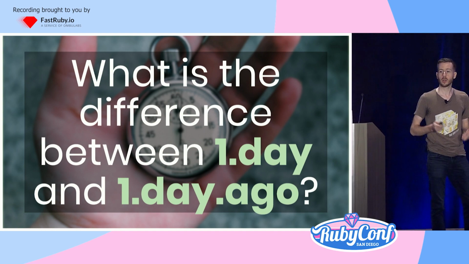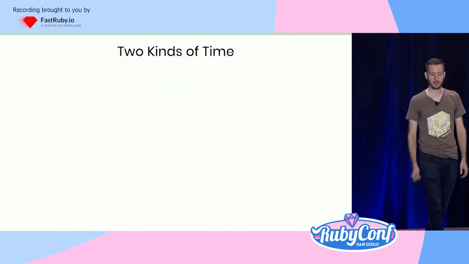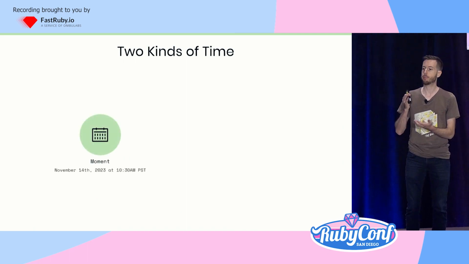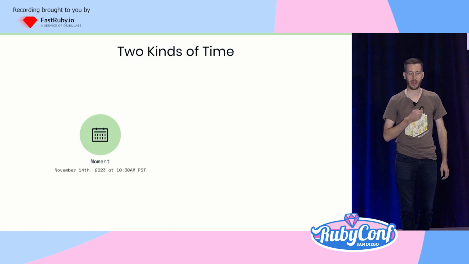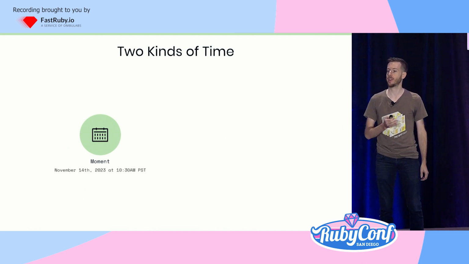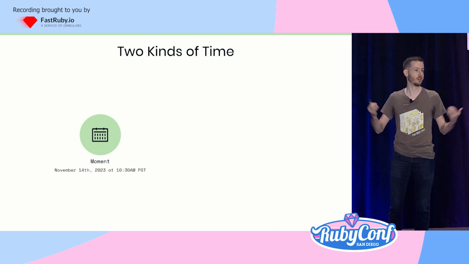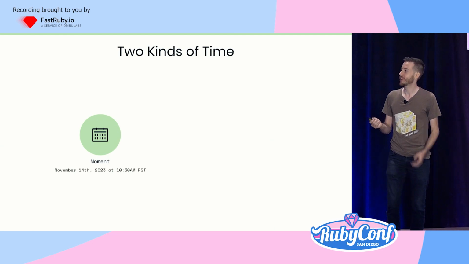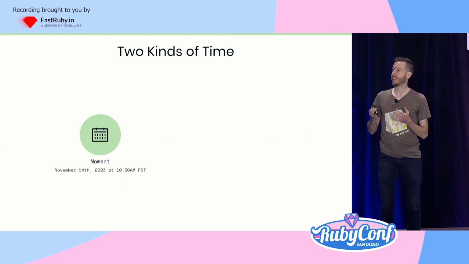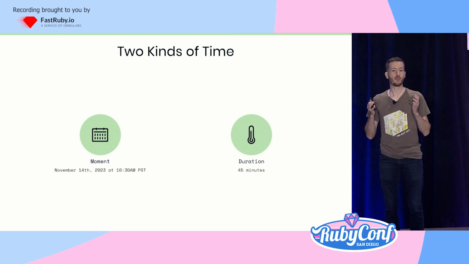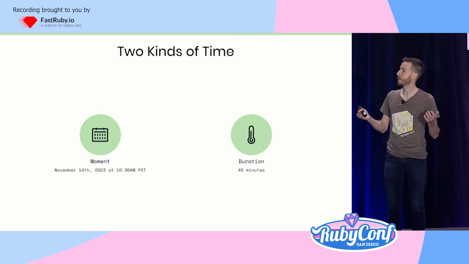Well, we're looking at two different kinds of time here. The first is what I'm going to call a moment. This is a point in time, a value like November 14th, 2023 at 10:30 a.m. PST. That's the time this talk started. But there's also a different kind of time, what I'm calling a duration, an amount of time. So something like 45 minutes. That's the length of this talk slot.